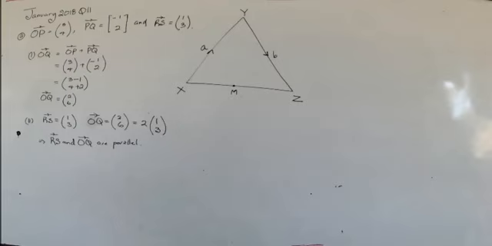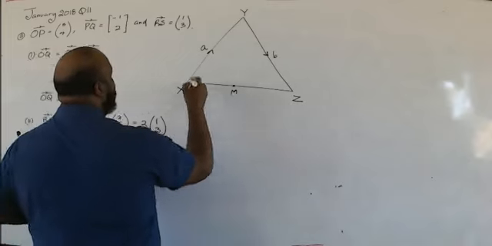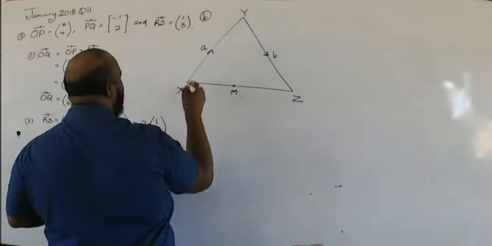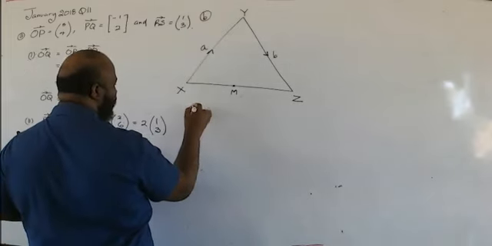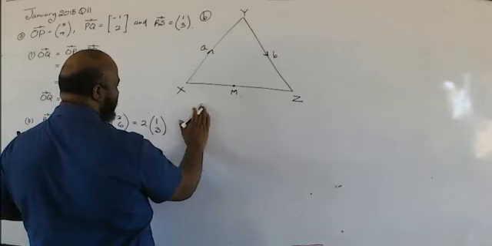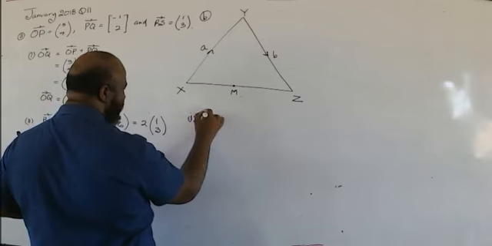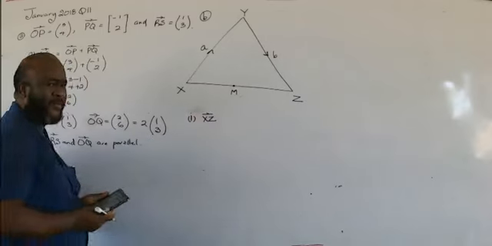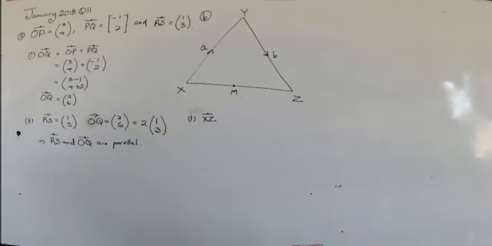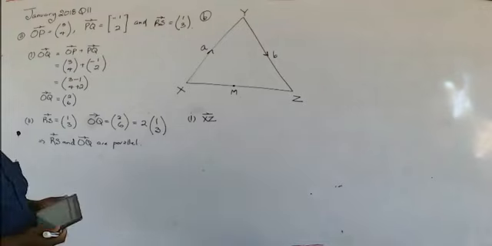The first thing I want to know is, what is the vector XZ? Most times when people ask you to find something in vectors, you're going to have to use the triangle law of vectors. I said most times, but not necessarily all of the time.